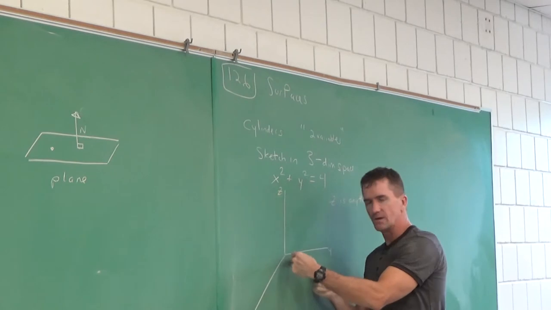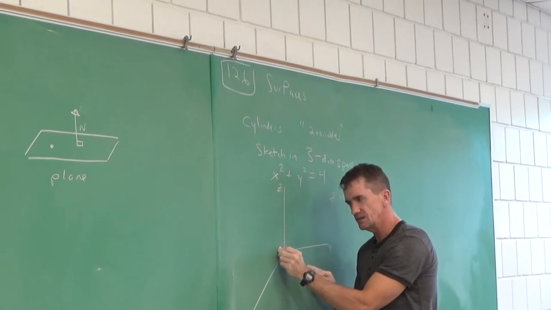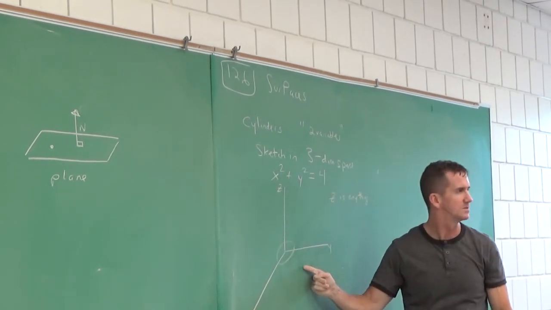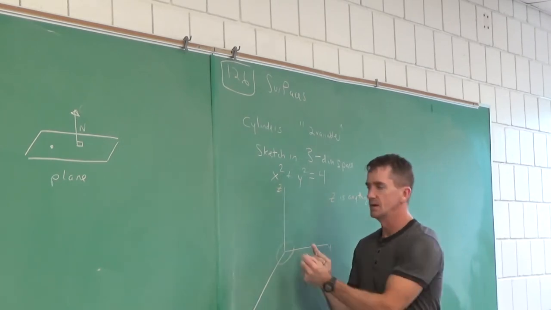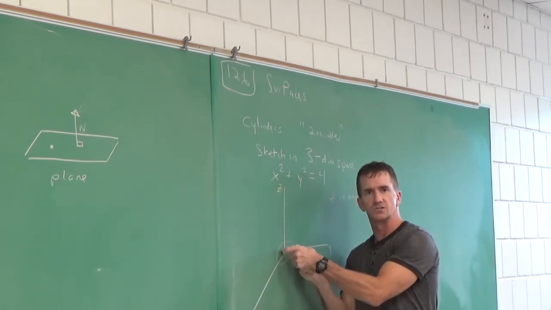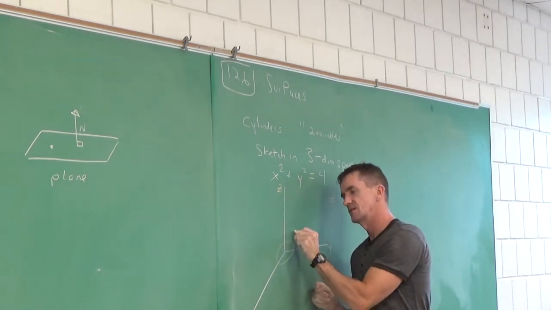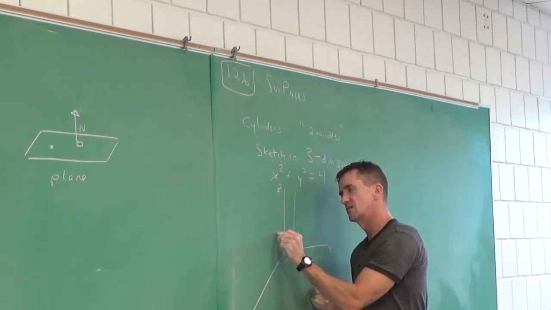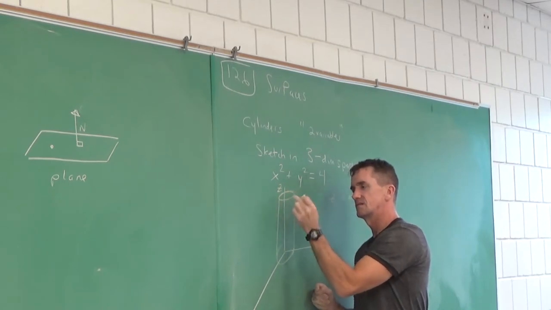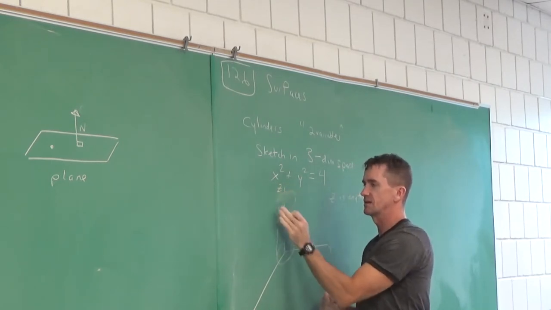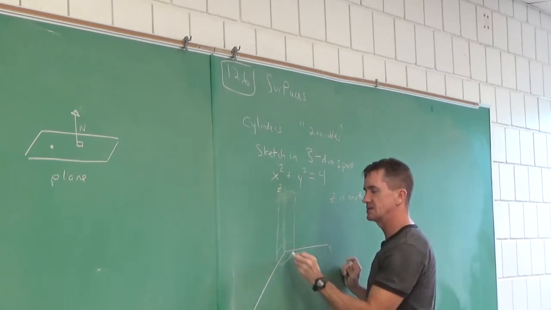So I could just make a circle here with a radius of 2, right? But what letter was missing? Z. So I said Z could be anything. Can you get an idea of what this is going to form? Because infinitely I can make these circles this way, because Z can take on any value. And what does it turn into? A cylinder. And where's this cylinder centered? Around the Z axis. Let me make sure I center it right smack dab in the middle, right on that Z axis.